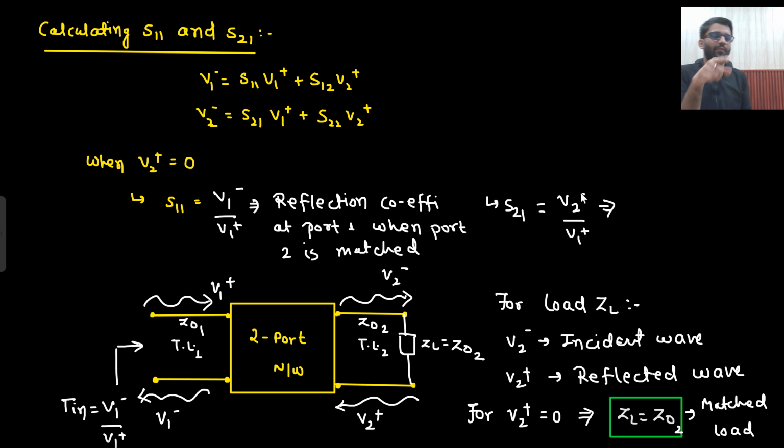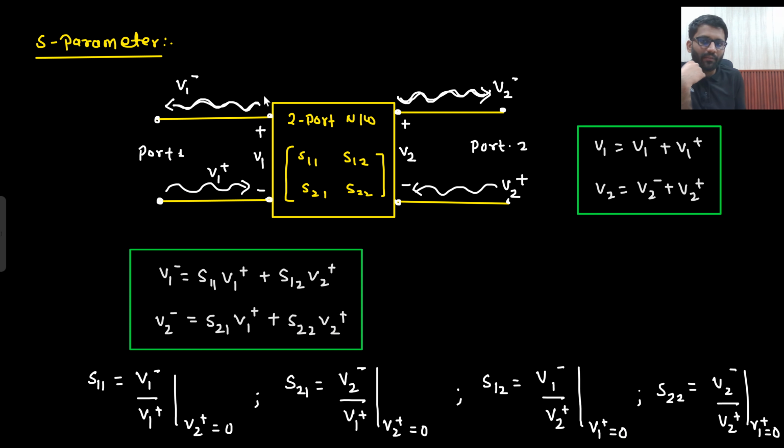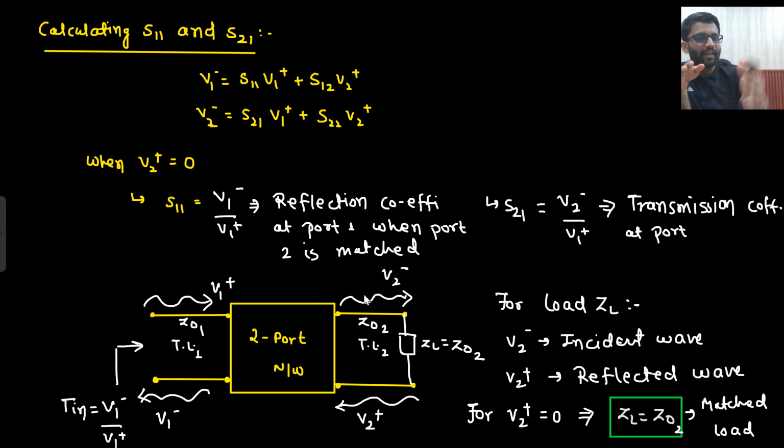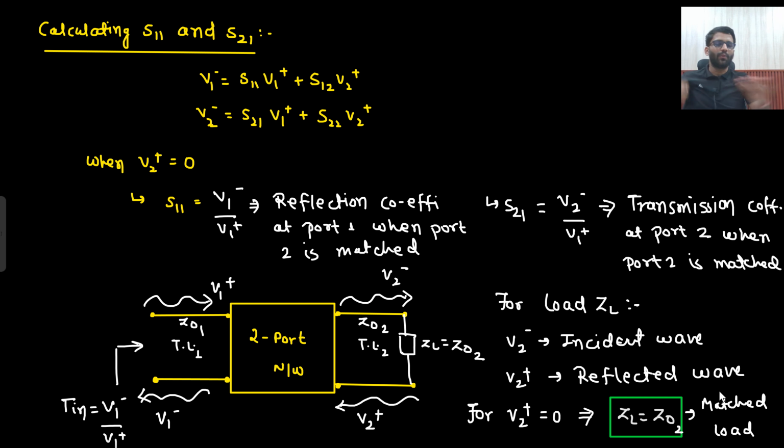Now what about V2 minus upon V1 plus? Can I call it a transmission coefficient? Because what did I say? V1 plus is incident, V1 minus is reflected back, and V2 minus is transmitted. So can I call V2 minus divided by V1 plus the transmission coefficient? Yes. V1 plus is incident at port 1, but it is being transmitted at port 2. So this is known as the transmission coefficient at port 2 when port 2 is matched. Although the naming will not be used, we should still know what to call it.